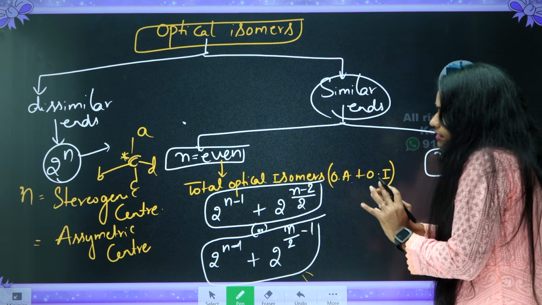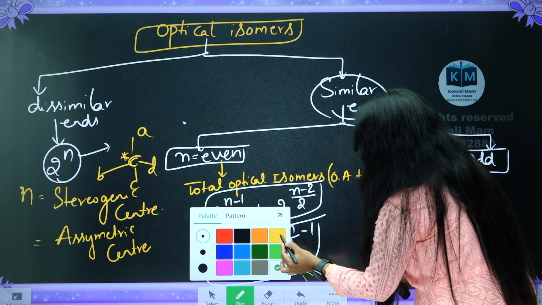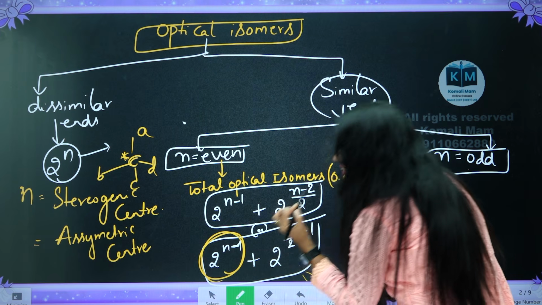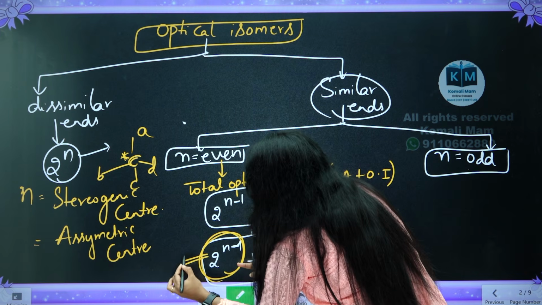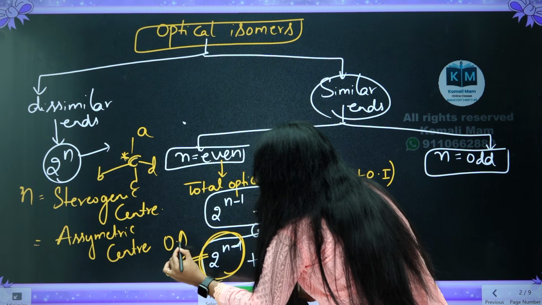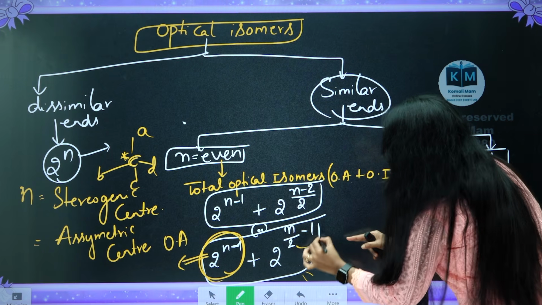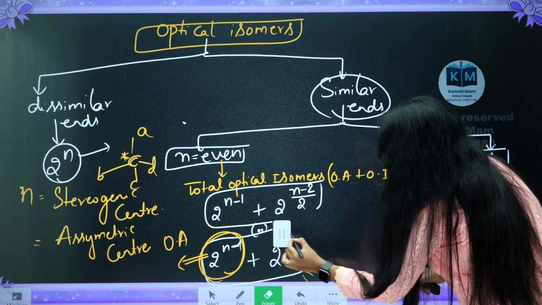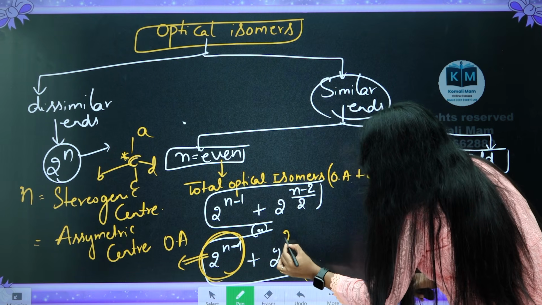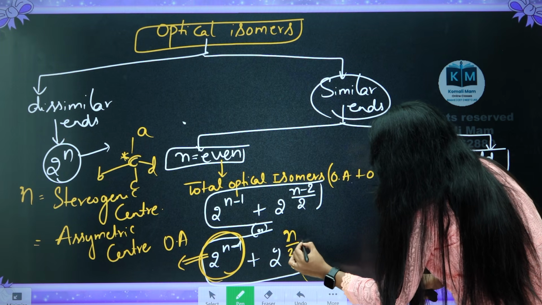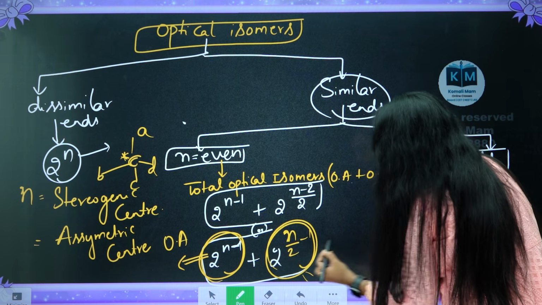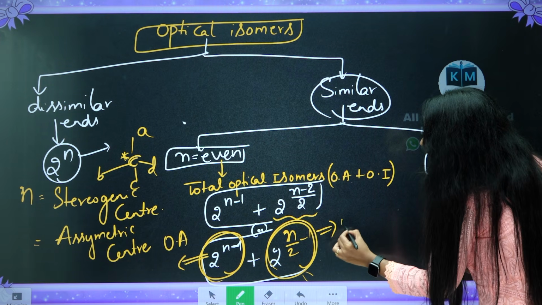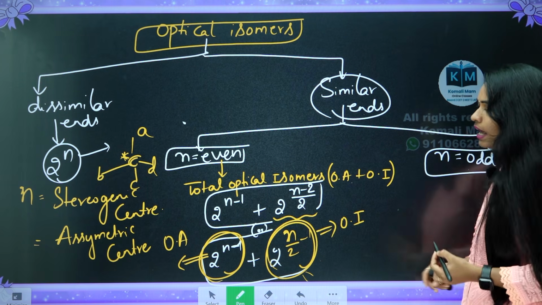Ma'am, what is this? In this, shall I tell you one technique? Super technique. This is 2 to the power of n minus 1. This formula gives us optically active forms. And this formula, 2 to the power of n by 2 minus 1, this part gives us optically inactive forms.